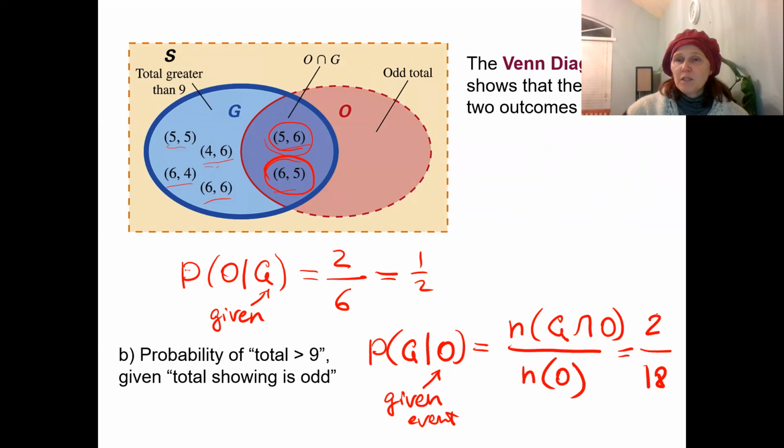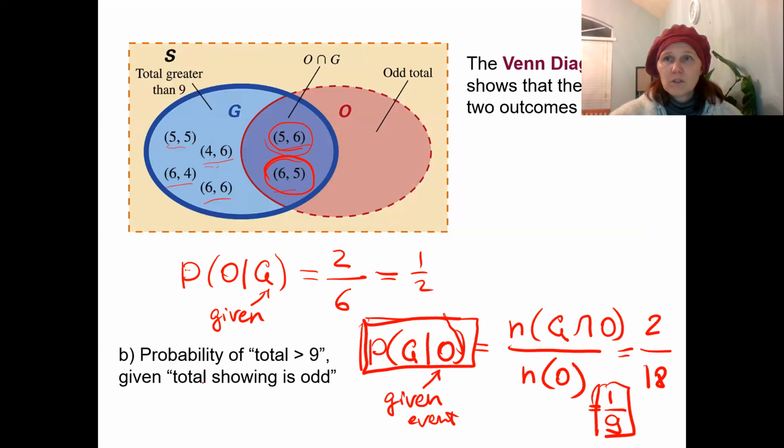And we can simplify this fraction 2/18, dividing by 2 numerator and denominator, and we get 1/9. So this is the probability of the event G given O. So, of course, it is a different number because it is a different situation.